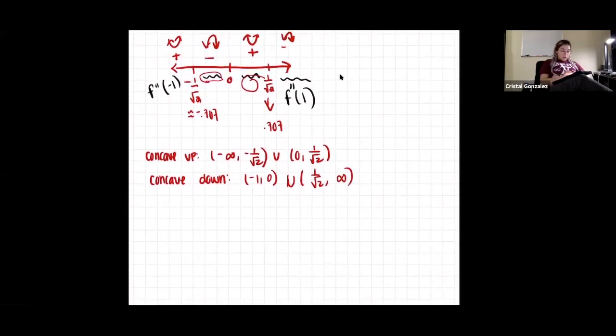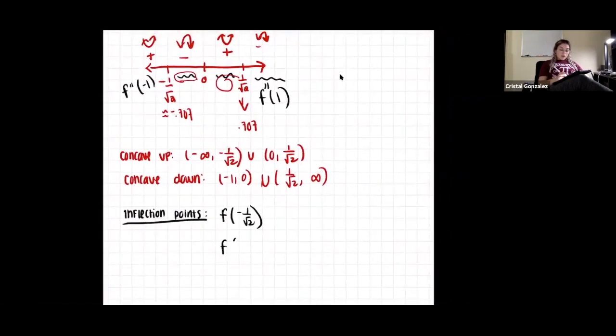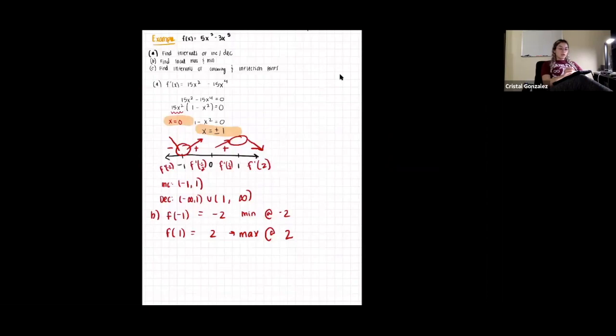So then for our inflection points, what we want to do is plug our points of inflection into our original function. So we want to evaluate f of -1/√2, then evaluate f of 0, and then evaluate f of +1/√2. So go ahead and put these values back into our original function and evaluate what you get.